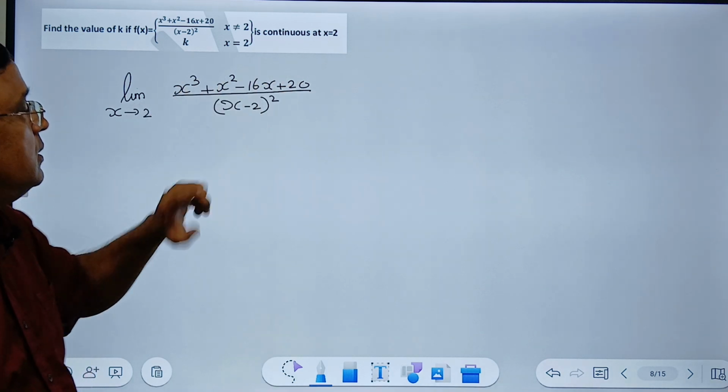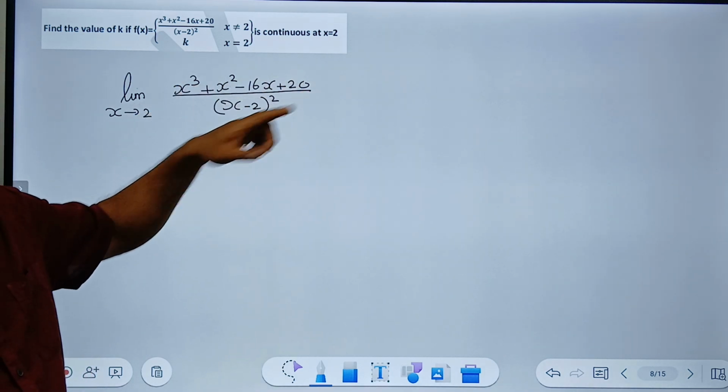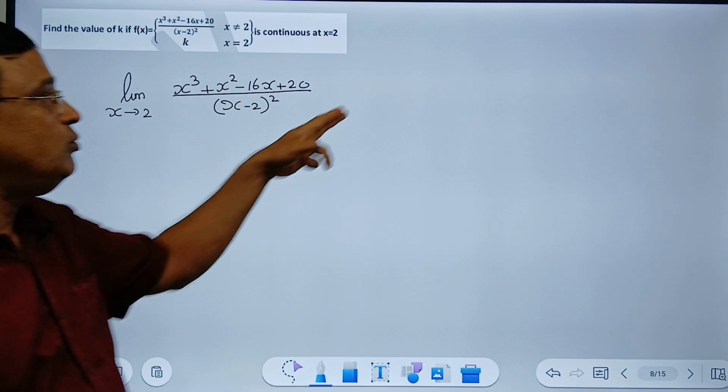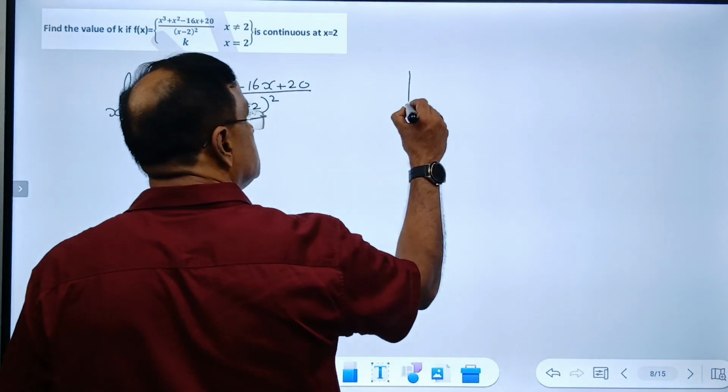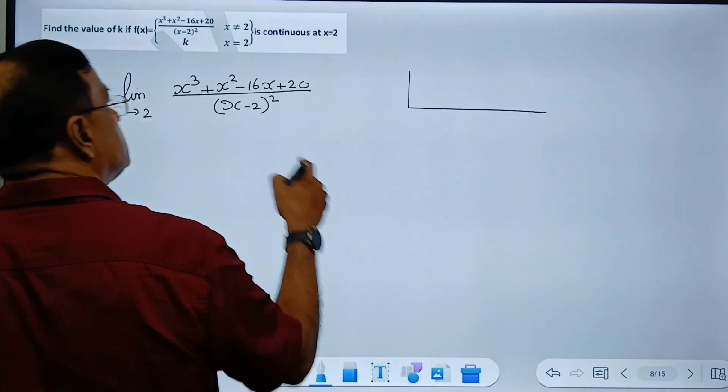You can test it. So that means x minus 2 is a factor. So there are two ways to do it. Either you can do polynomial division or you can do synthetic division. I prefer to do synthetic division. Now what is synthetic division?